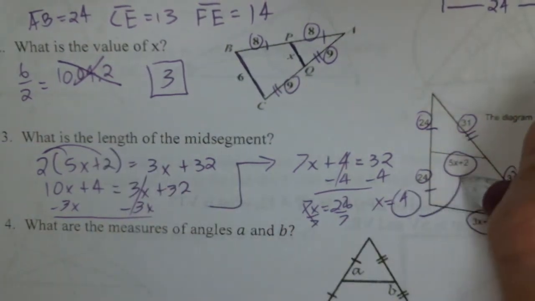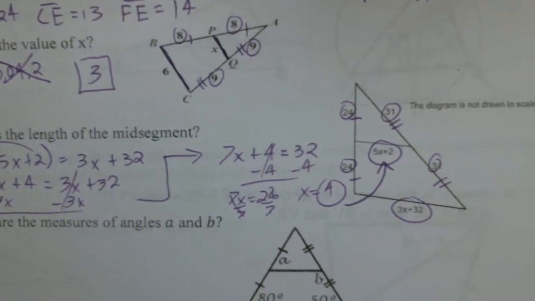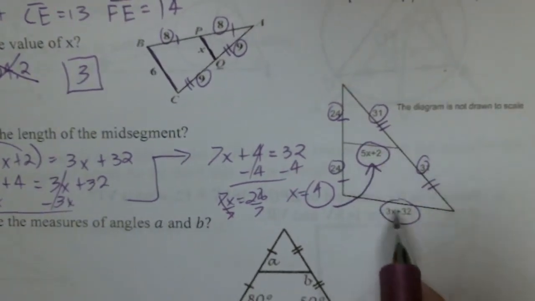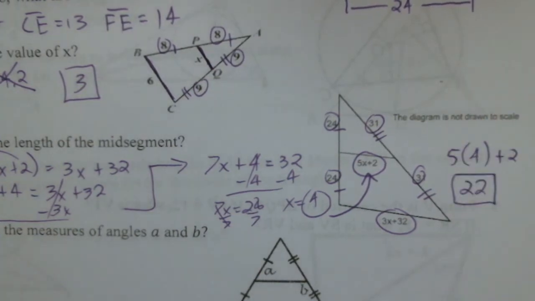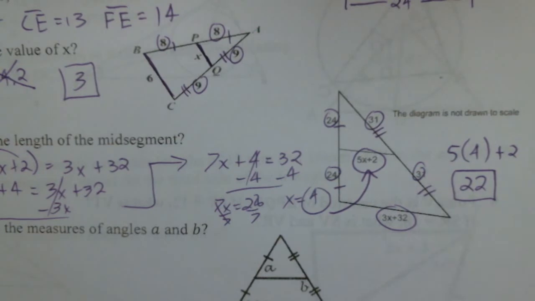So I got to take this 4 and plug it right in there for x. Okay. This one, it does matter which one you plug it into because these guys are not the same length. If I plug it in there for x, I'll get 5 times my x, which is 4, plus 2. That's 20 plus 2. That's a length of 22. Okay, so the mid-segment length is 22.